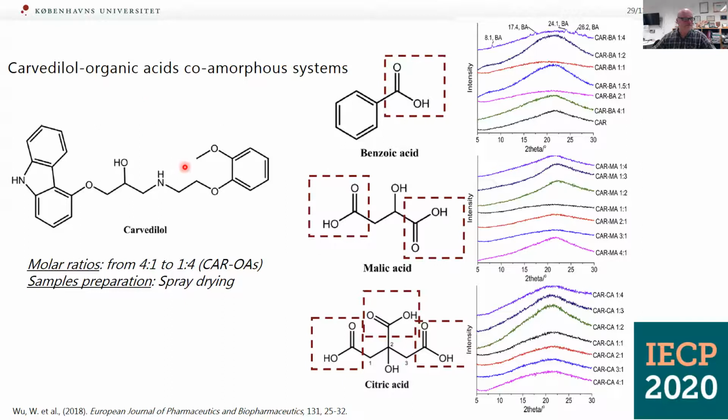So we investigated this with the model drug carvedilol, and then various different organic acids, namely benzoic acid, malic acid, and citric acid. And initially, we were making them at various ratios, 4:1 to 1:4. These are molar ratios. In this case, the sample preparation method was spray drying. And if we do that, in practically all cases, initially we get a co-amorphous system. Only the carvedilol benzoic acid 1:4 system did show some crystallinity of the benzoic acid. All the other systems were amorphous after spray drying.